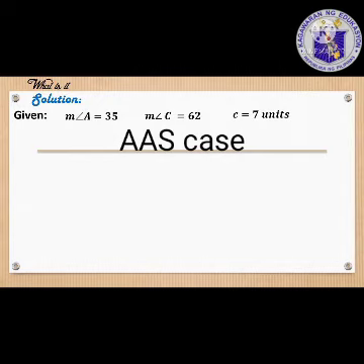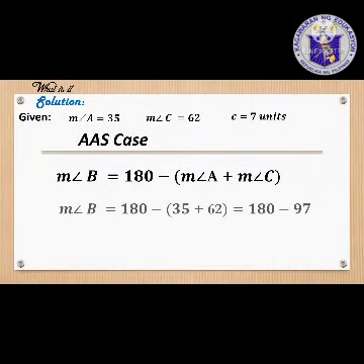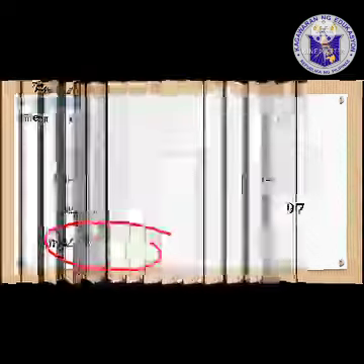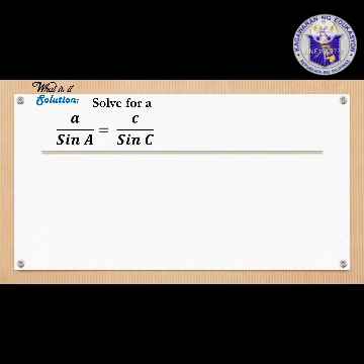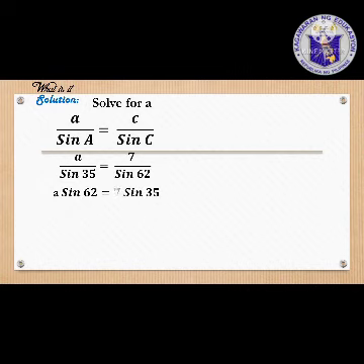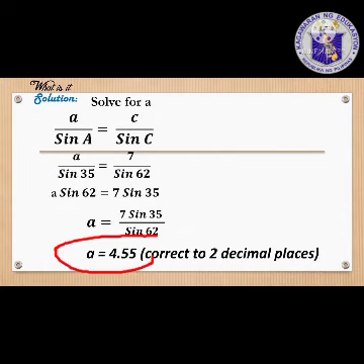The measure of angle B is equal to 180 minus the sum of angle A and angle C. 35 plus 62 equals 97. 180 minus 97, the measure of angle B is 83. Let us solve for A using the part of the law of sines: A over sine A equals C over sine C. We get A sine 62 equals 7 sine 35. Solving for A, we have 7 sine 35 divided by sine 62, and the value of A is 4.55.